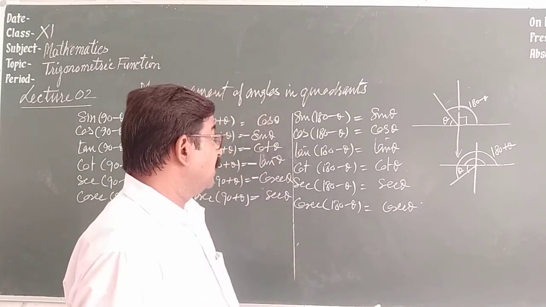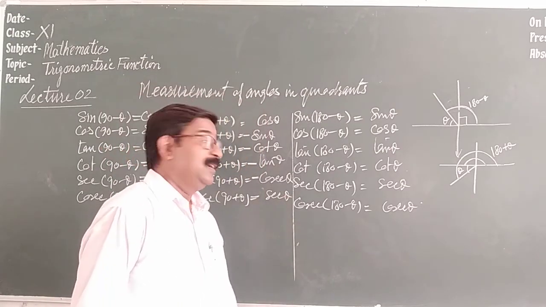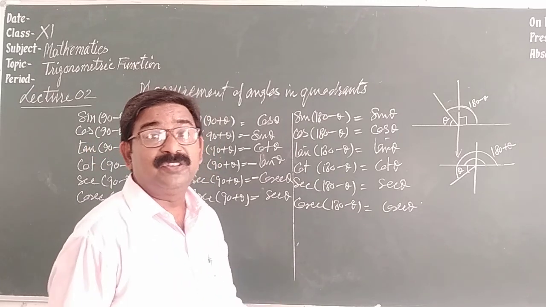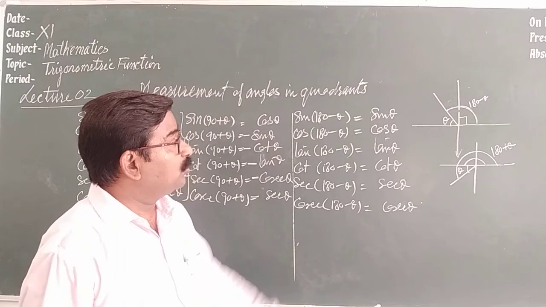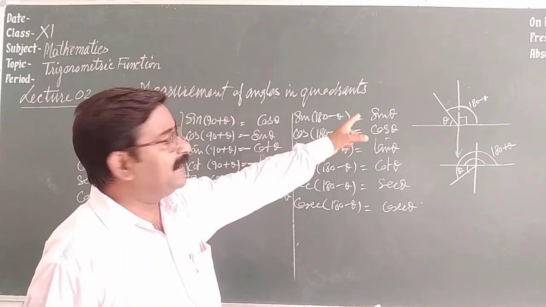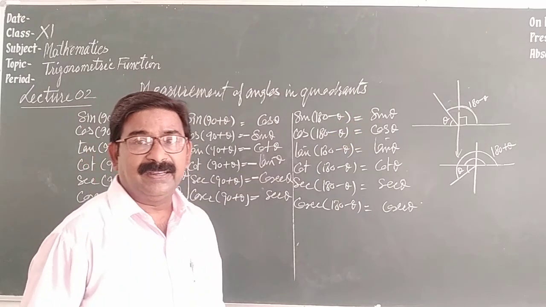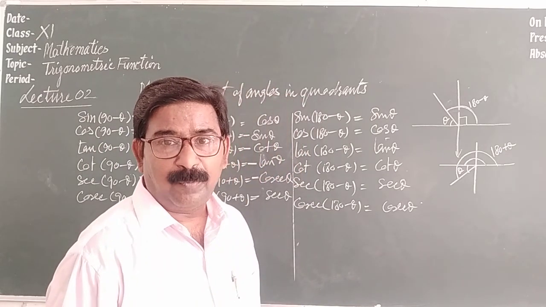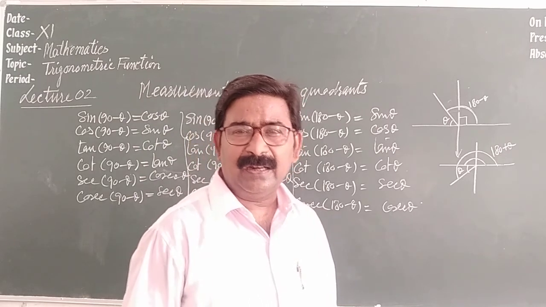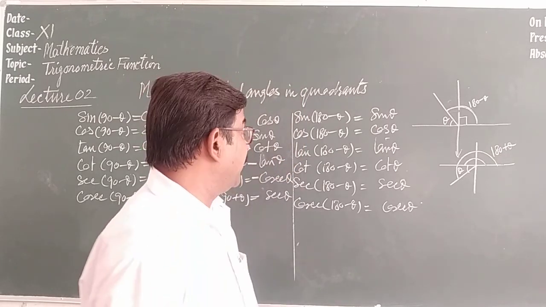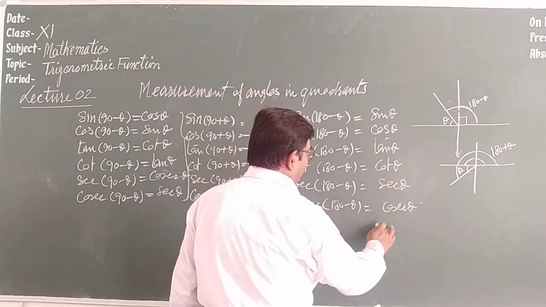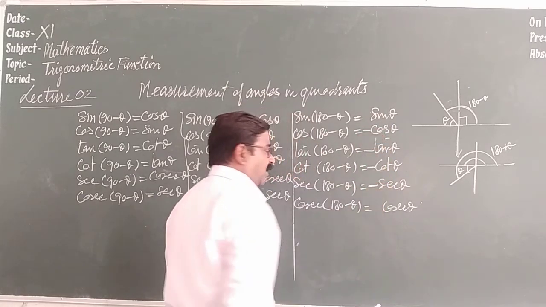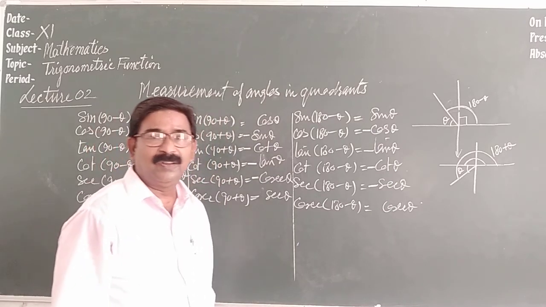idea was check the quadrant, in which quadrant this angle lies, and in that quadrant which ratios are positive. So clearly this lies in the second quadrant, and in the second quadrant, you know, sine and cosec are positive and others are negative. So leaving sine and cosec, keep all others negative. Now you have learned another formula.